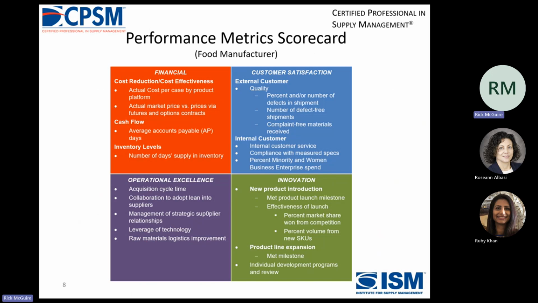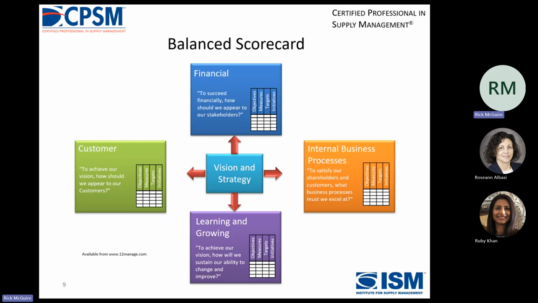Here's an example of a scorecard for a food manufacturer. They're looking at financial, customer satisfaction, innovation, and operational excellence. Those are the things that matter to them. Here's another kind of generic scorecard from this group, 12manage.com: learning and growing, internal business process, financial, customer.